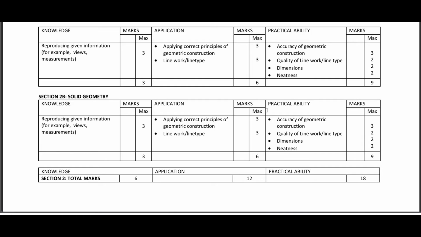Moving on to solid geometry, it's the same exact principle. Just producing the drawing, you get 3 marks. Ensuring that the geometric construction process is there, you get 3 marks. Line work and line type, or line types and line work, are accurately placed. For example, if there needs to be center line, ensure that those are there. Same treatment for the object line and the construction line.